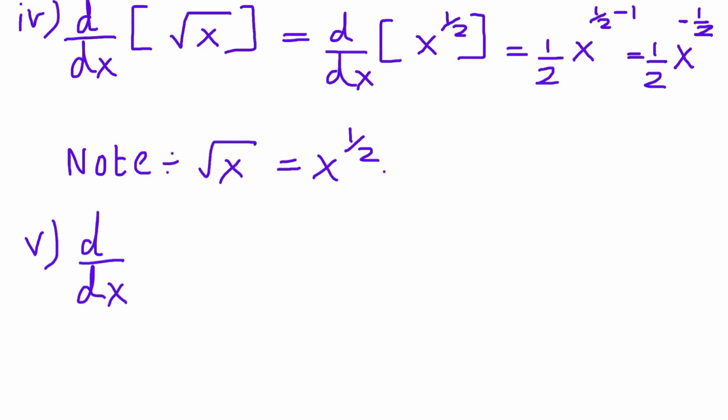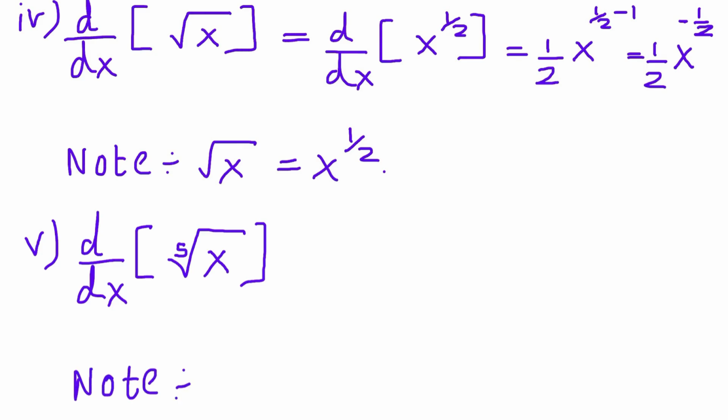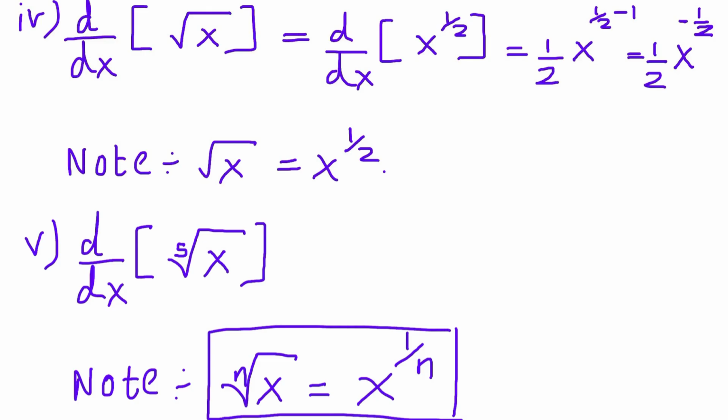So let's move on to the next example, which is the fifth example. So I'm going to compute the derivative of the fifth root of x with respect to x. So we use the following notation to represent the fifth root of x. Now let's write down this notation. The nth root of x we can write as x to the power 1 over n. So if you follow this notation, we can write down the derivative of fifth root as d over dx. Inside the bracket we can write x to the power 1 over 5. Then apply the power rule.